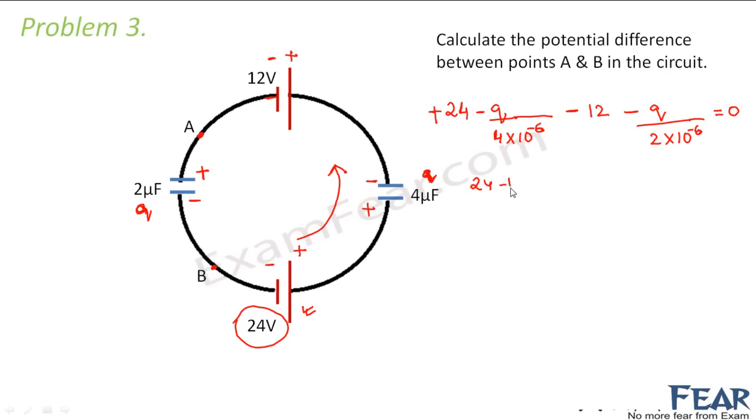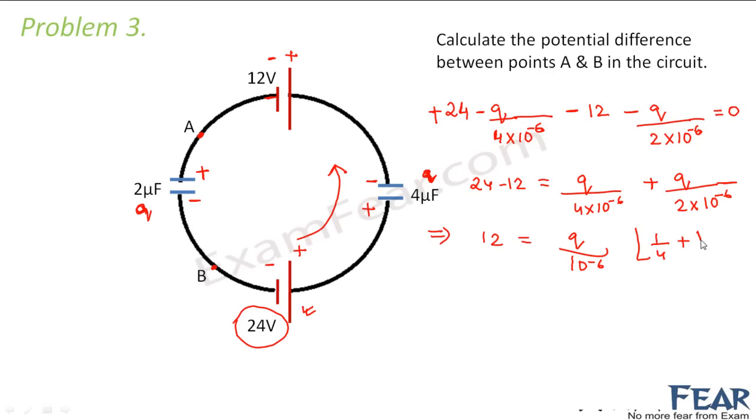So you get 24 minus 12 is equal to Q divided by 4 into 10 to the power minus 6 plus Q divided by 2 into 10 to the power minus 6. So 12 is equal to Q divided by 10 to the power minus 6 into 1 by 4 plus 1 by 2. Therefore the value of Q comes out to be 16 microcoulombs. This is the value of the charge.